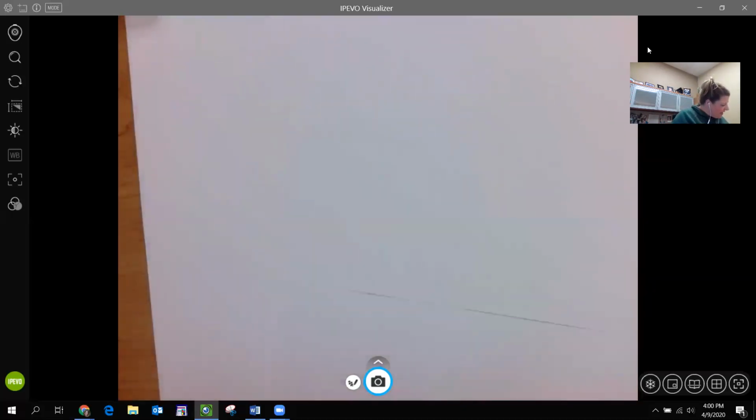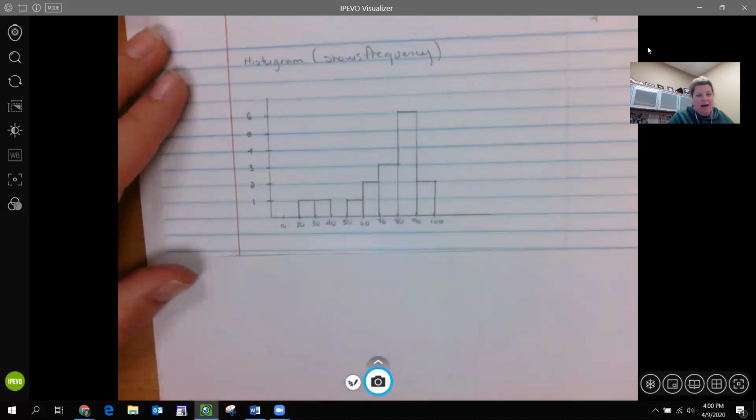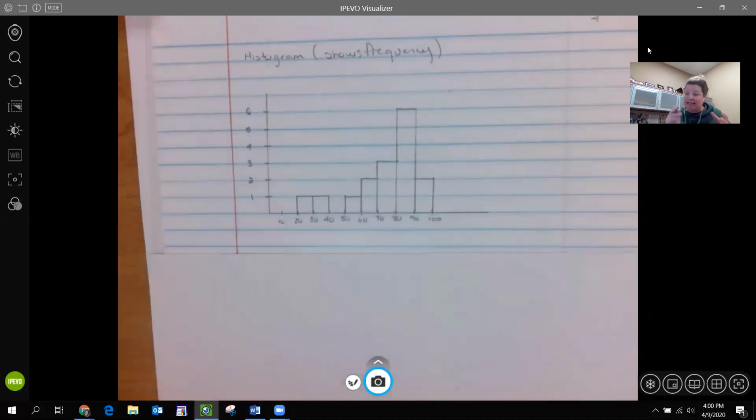Okay, so the next kind of graph that I could make is a histogram. Now, a histogram shows frequency as well, and this will be really, really important in stats, for those of you that go on to the stats class. The histogram is my favorite graph for showing frequency.